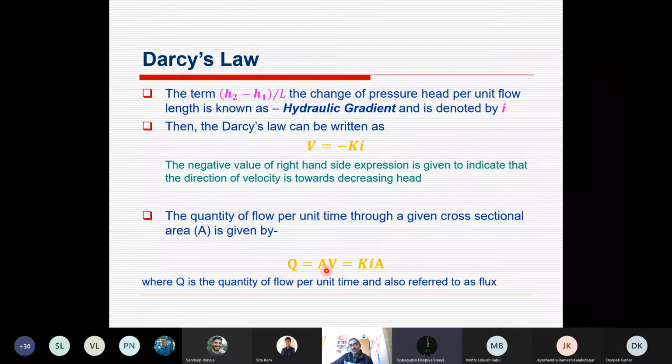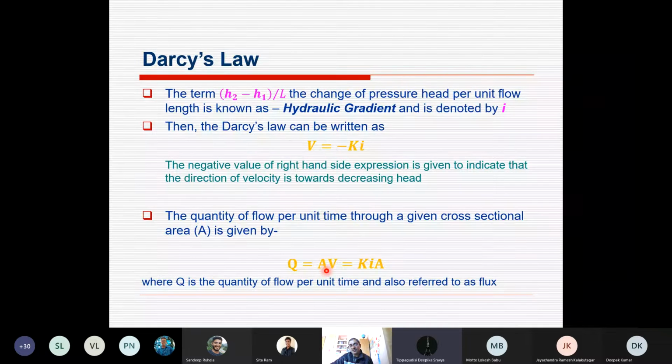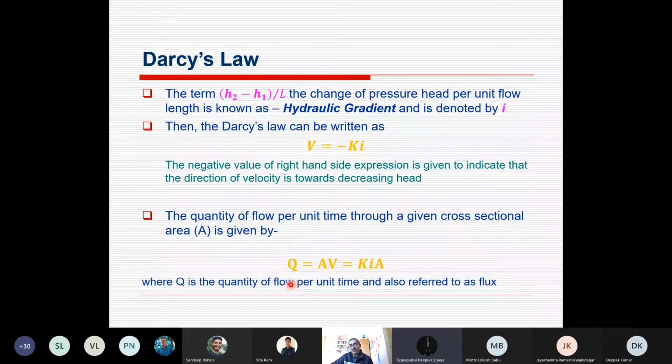But once we are taking for a particular time, we can multiply by t on both sides. So Q is now the quantity of flow per unit time, and also usually for our understanding purpose, it is referred to as the flux of water per unit time, that is flux of water. It is called flux basically.